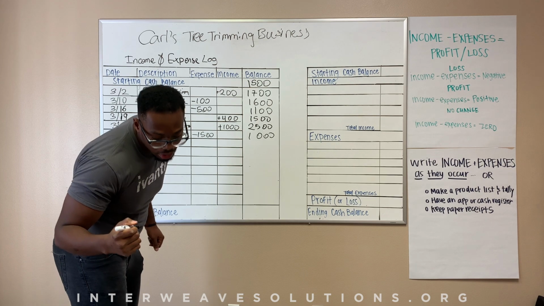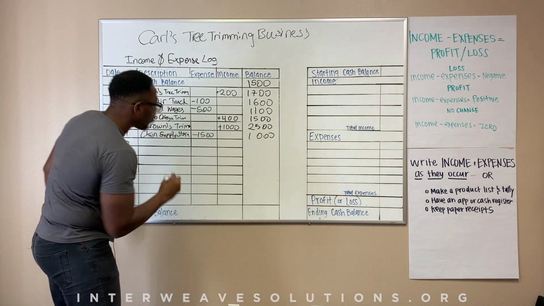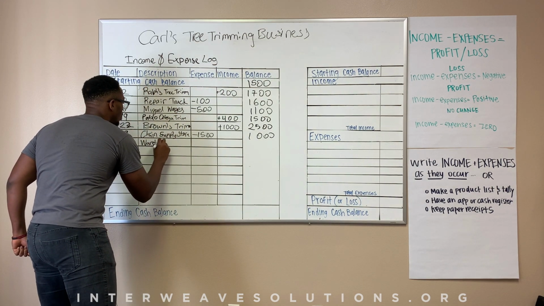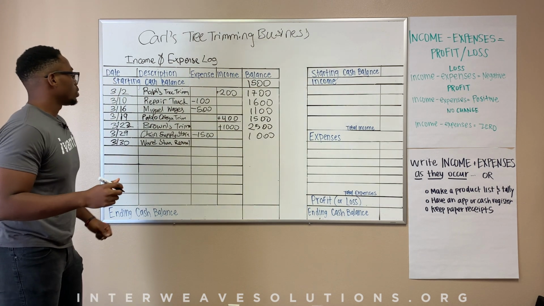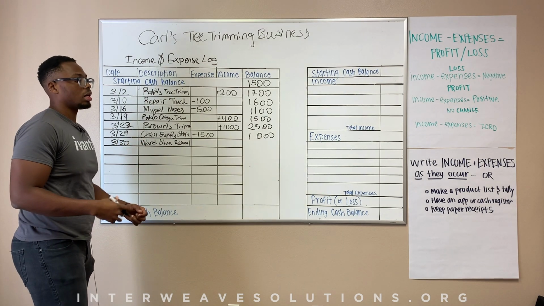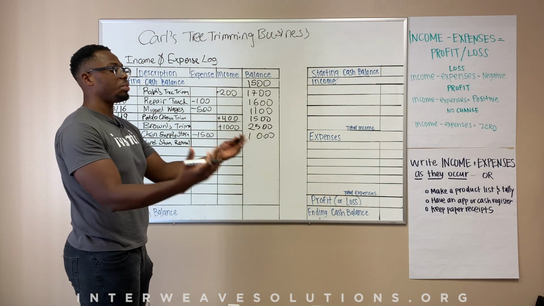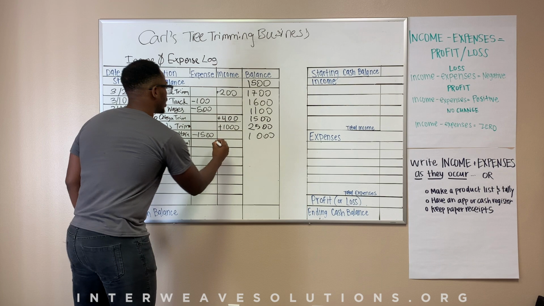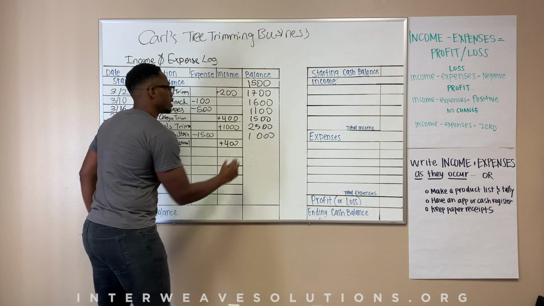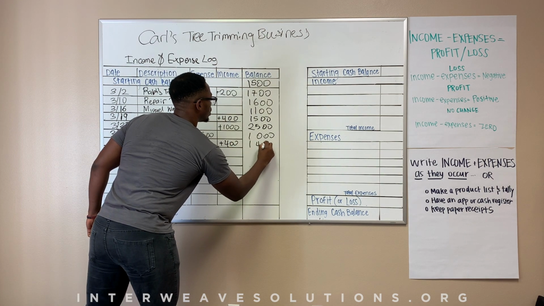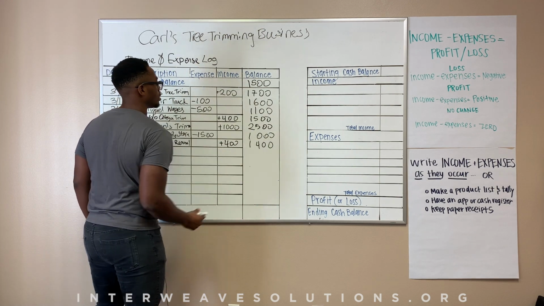The next thing on our list would be Ward stump removal. What we did here was some yard work for Mr. Ward, and we removed a stump, and therefore he's paying us money for that service. He paid us, how much was it? 400, and that amounted to 1,400. How I got to this point was adding 400 to $1,000.